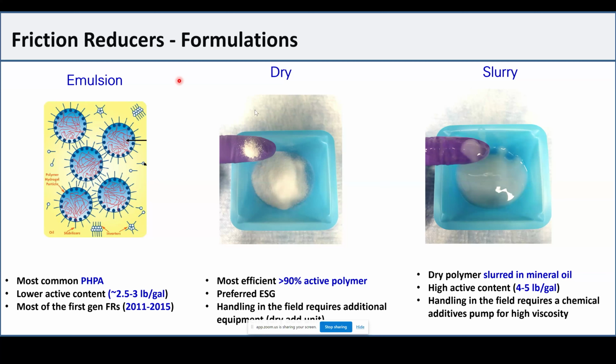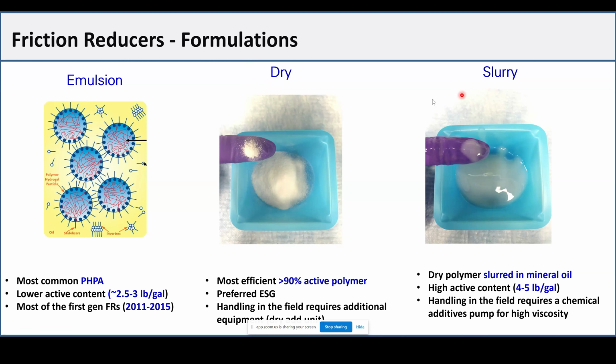However, dry product cannot be easily handled in the field. We need an additional unit called a dry add unit, and not a lot of people are good at operating this unit. It needs good skills, a good field engineer, to add the polymer to it, avoid all the hydration issues that you can have, avoid all fish eyes, and have good mixing for the dry FR. But if you have good field engineers who can handle it, that will be a very easy and cheap way of delivering the friction reducer to the field.